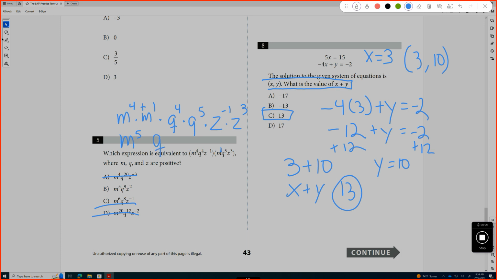Q to the power of 4 plus 5, which is 9. And then z would be 3 minus 1, z to the second, and that is exactly m^5 q^9 z^2, which is exactly what B is. So notice how quickly we already went through 8 questions, and you guys can all do this, no doubt.